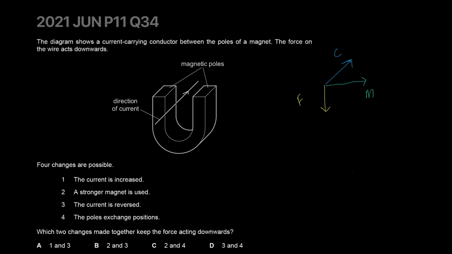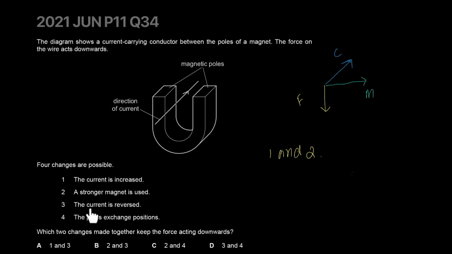The obvious answer is 1 and 2, because if you increase the current, that'll just make the force stronger, and if you increase the magnetic field, that'll also increase the force, so it'll stay downwards. So 1 and 2. But if we look at the answer, there's no 1 and 2 option, right? So it has to be some other combination. There's no 1 and 2 over here.